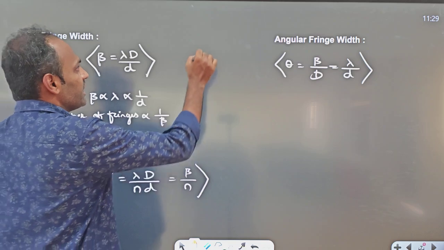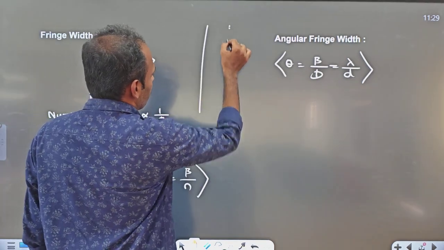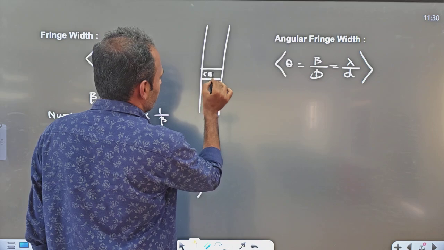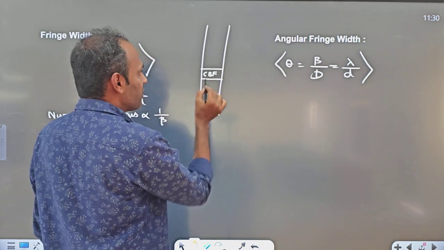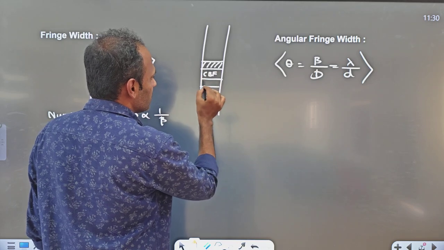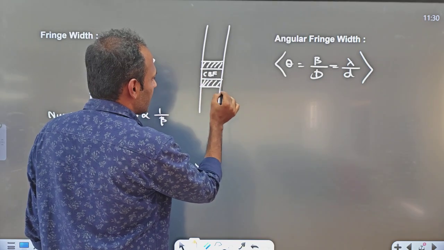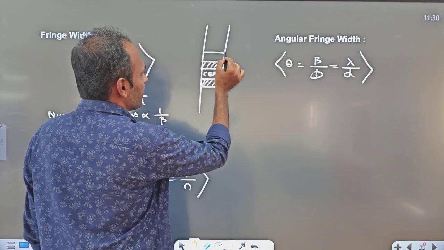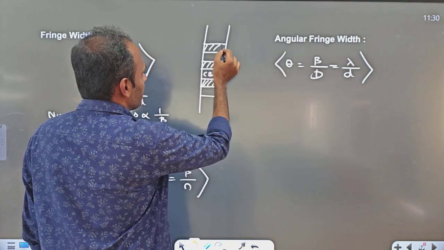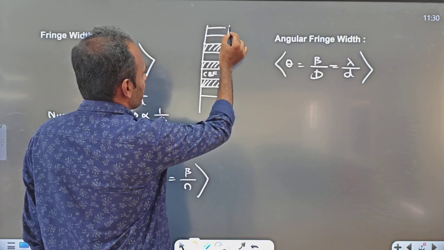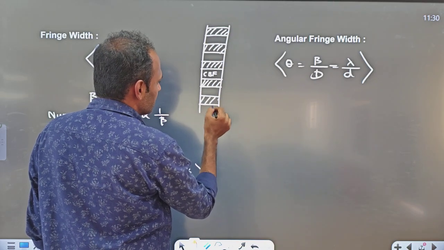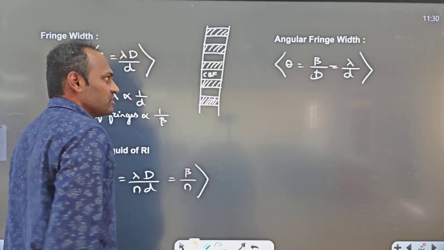We know in interference, how fringes get formed. In Young's double slit experiment, if this is the central bright fringe, next to that a dark fringe will get formed, right? On both sides of that central bright fringe, dark fringe will get formed. After that you will get a bright fringe, and after that a dark fringe. So alternate bright and dark fringes you will get like this.